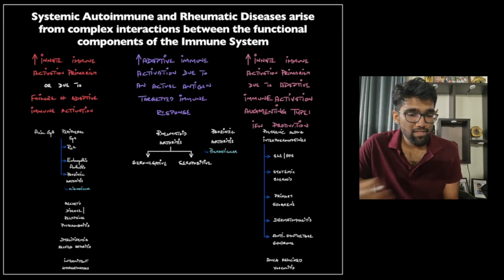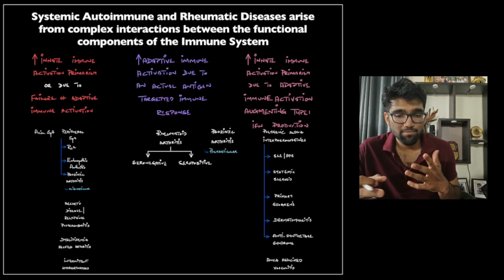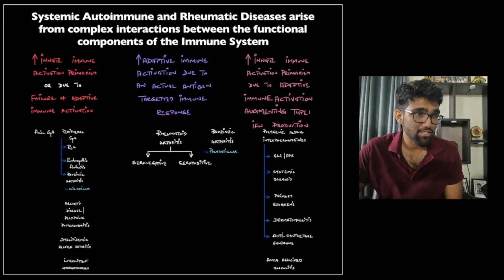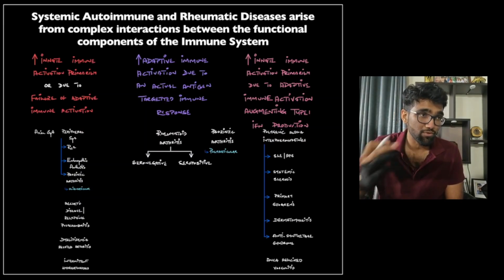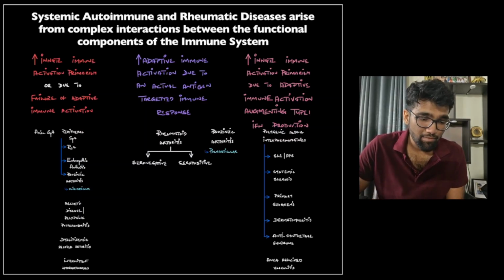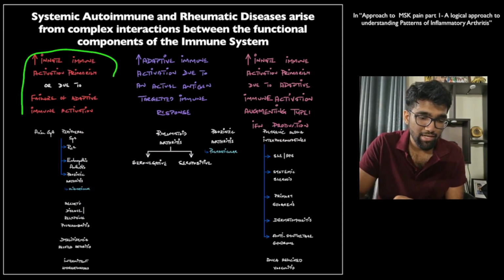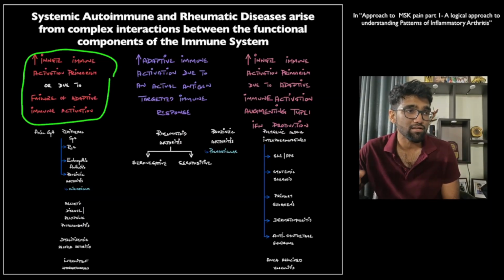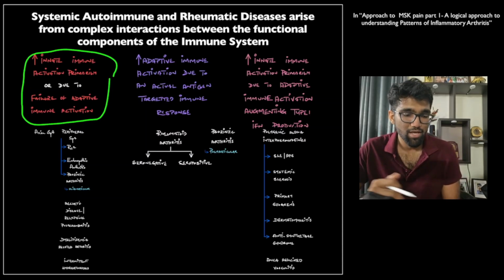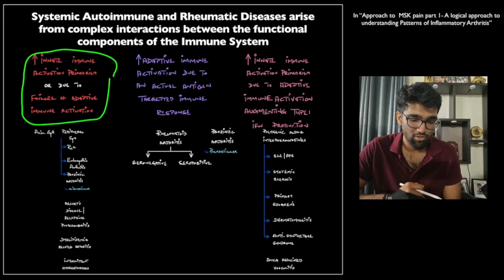And this is how I explained how systemic autoimmune rheumatic diseases arise from complex interactions between the functional components of the immune system. This was in our discussion on a framework for a logical approach to both arthritis and then to rash. There could be innate immune activation that is occurring primarily, or due to a failure of adaptive immune responses, because adaptive immune responses eventually inhibit the innate immune system. We discussed axial SpA and peripheral SpA as examples of this, and Behçet's disease also as an example of this.